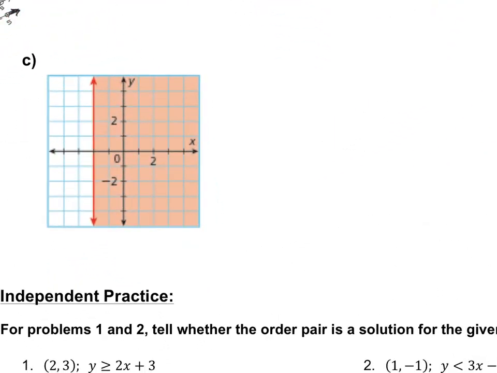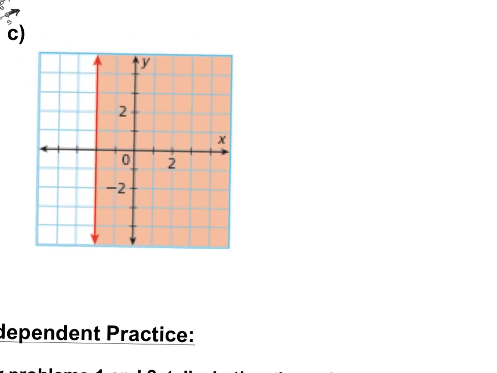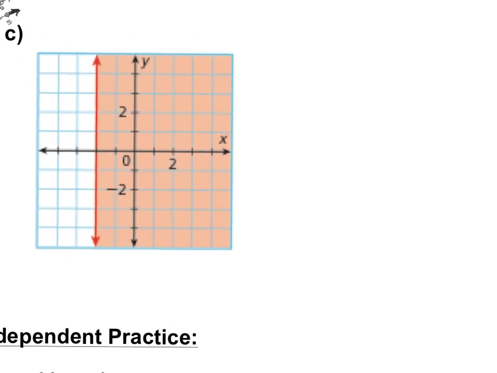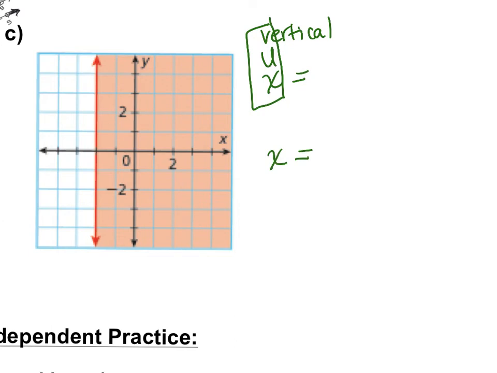The last example that we are going to work on, example C, is a special case line. We know this is a vertical line, and vertical lines have undefined slopes, and they are x equal to equations, VUX. That means that this equation, because it's a special case, is x equals wherever I cross my x-axis, which happens to be negative 2.